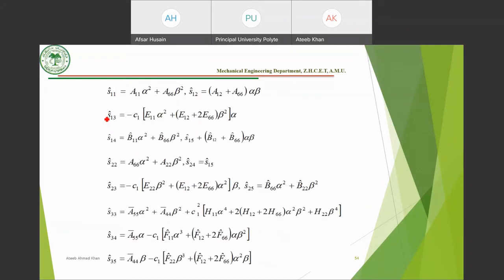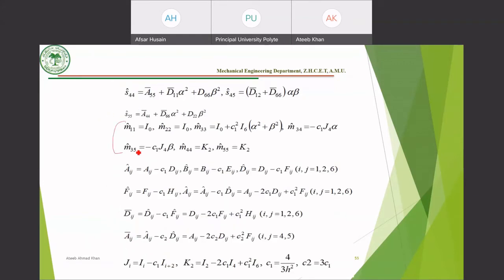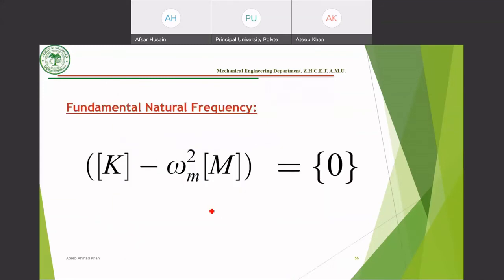These are basically giving you the stiffness matrix coefficients. This is how I have computed them using my MATLAB code. So these are all the components of the stiffness matrix. And over here is the mass inertia matrix. And these are the components which have been used in order to calculate the stiffness and the mass inertia matrix. Now the fundamental natural frequency is obtained with the help of these equations. This is an eigenvalue problem where I have obtained the eigenvalues of this equation in order to get the natural frequencies at different modes.